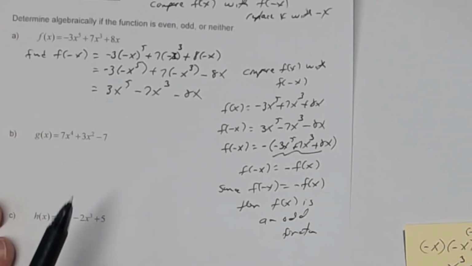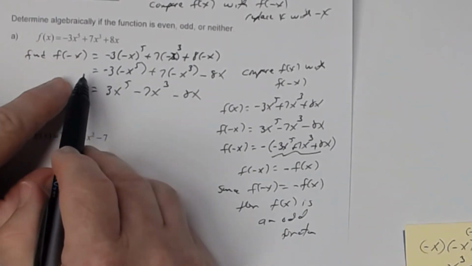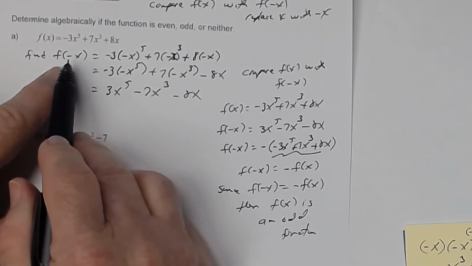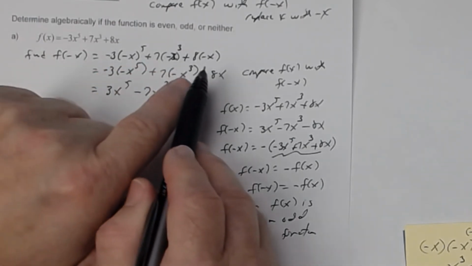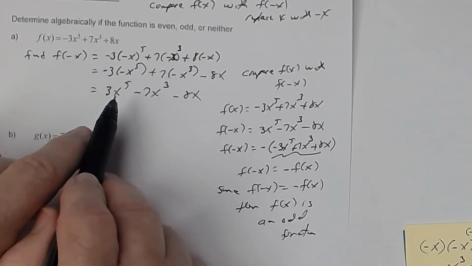Okay? All right. So first thing you're going to do with all of these is you're going to find f of negative x. So in other words, you're going to evaluate the function at negative x. You've had experience with this on previous tests. So then when we simplify all this, we get this.